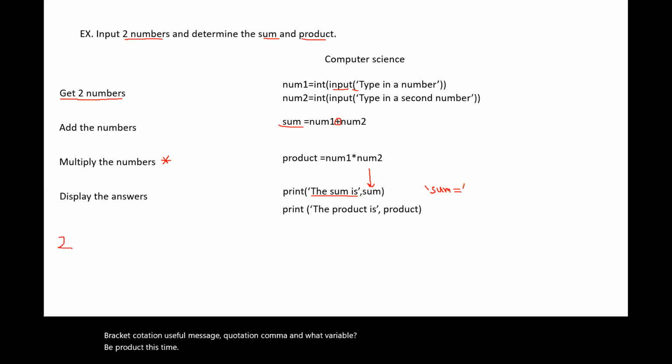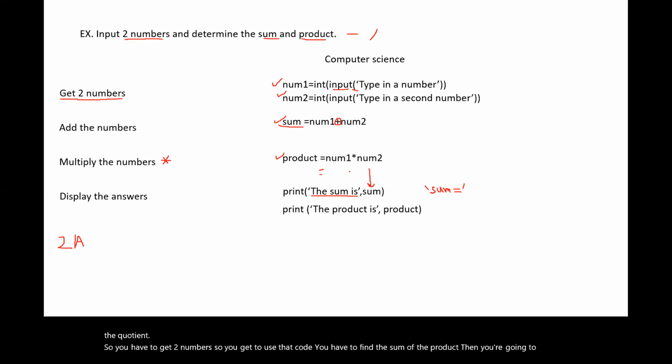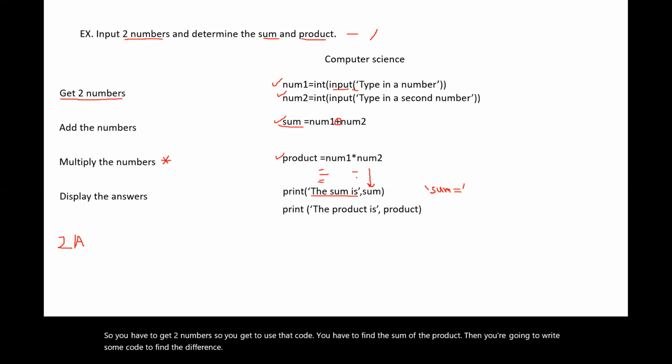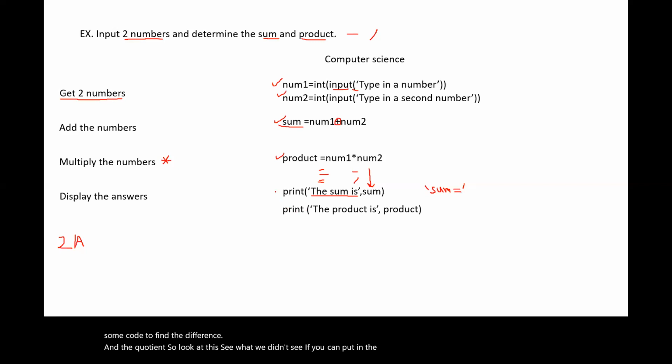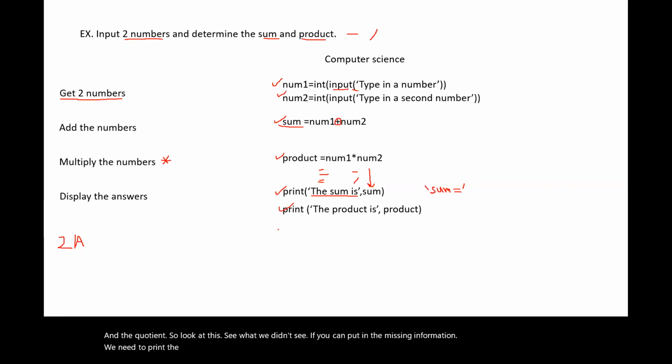So your job now, you're going to do assignment 2A. 2A says input two numbers, determine the sum, the product, the difference, and the quotient. So you have to get two numbers, so you get to use that code. You have to find the sum and the product. Then you're going to write some code to find the difference and the quotient. So look at this, see what we did, and see if you can put in the missing information. We need to print the sum, we need to print the product, we'll have to print the difference, we'll have to print the quotient. So use this as the basis for 2A, modify it slightly, and you'll get that finished.